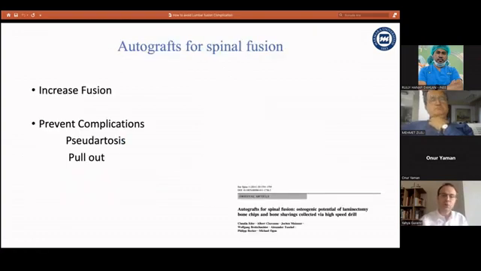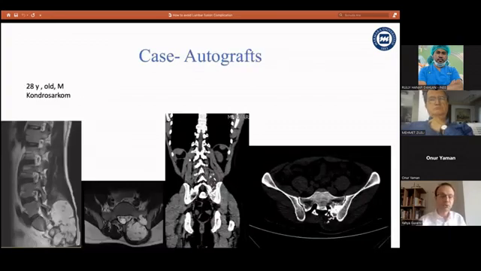Autograft for spinal fusion is very important because it increases fusion and prevents complications, such as pseudoarthrosis and pull-out. We should select autograft instead of synthetic grafts. For example, this is a case in which we used autograft.